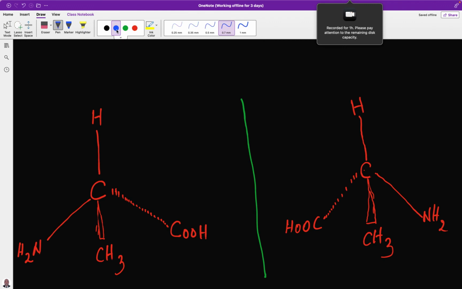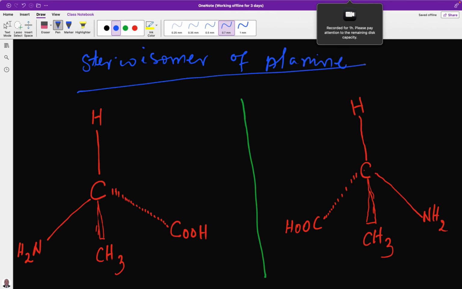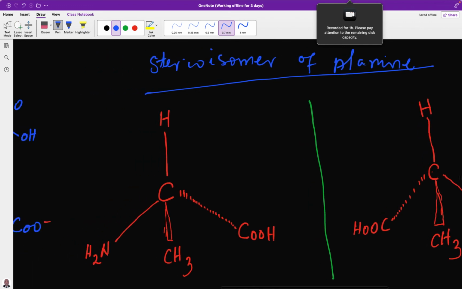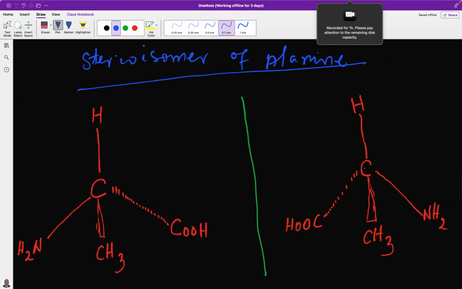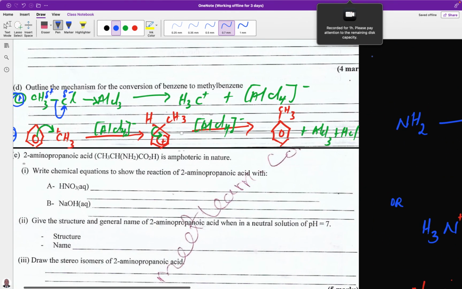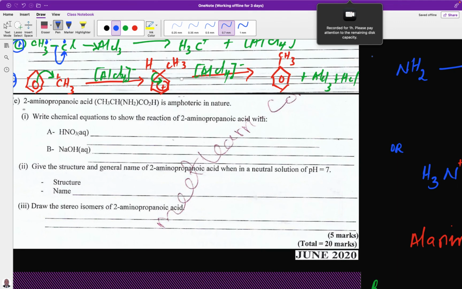A stereoisomer of alanine, this is how it's going to look. By drawing this, we have a stereoisomer of alanine. And if you do that, you will have 5 marks. So, thank you.